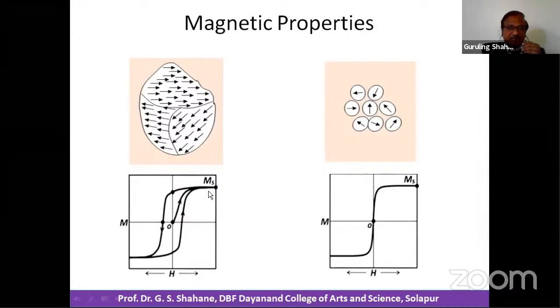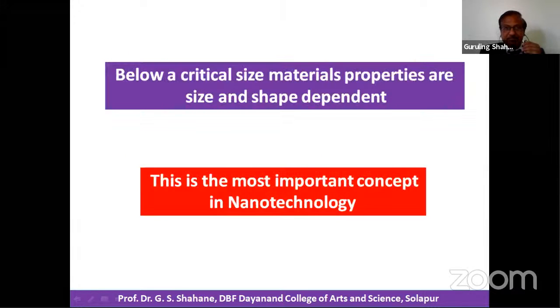multi-domain particles, it shows hysteresis with some retentivity and coercivity. Hysteresis loop is well known. But if we reduce the size of that magnetic particle, when that size becomes less than the critical size, then thermal energy is sufficient to overcome the anisotropic energy, and it will easily change its direction due to the thermal energy. So the material shows superparamagnetic nature, no retentivity, no coercivity. So a ferromagnetic material becomes a superparamagnetic material.